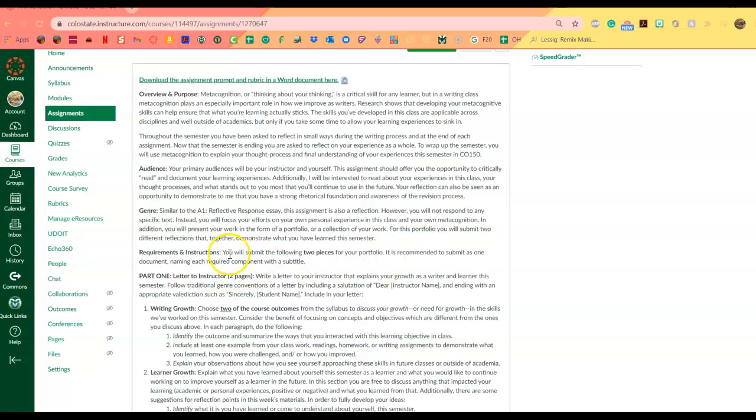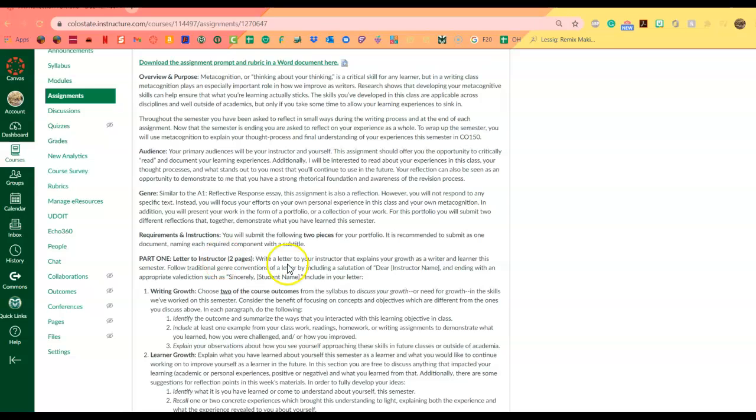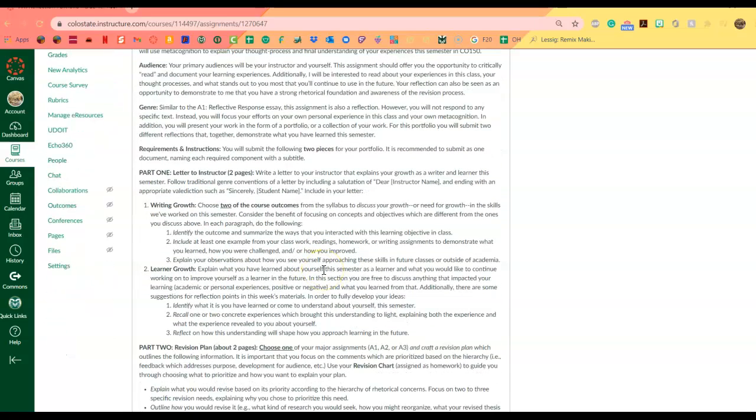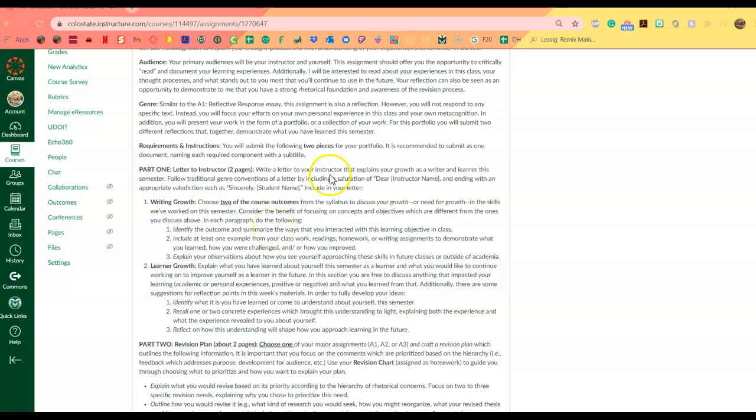So you'll submit 2 pieces. The first part is your letter. So it's 2 pages. You'll write a letter to me that explains your growth as a writer and a learner this semester, of course, following a general format. And you can look at the example for specifics on how to organize this. And I'll show you where that example is after we go through the rest of the requirements for this paper.